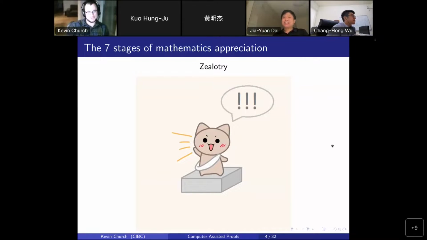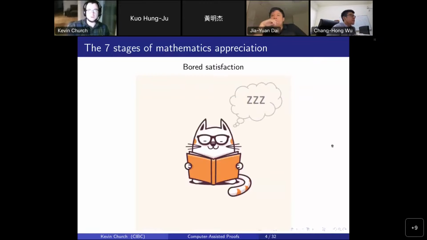So yes, we get into this very excited phase, which I call zealotry. And maybe if you do this for a few years, I don't entirely know, I'm not at this stage myself, but maybe you eventually get to the point of bored satisfaction, where you become complacent, and then we'll emphasize this a little bit later. But in my opinion, mathematics appreciation is a cycle. Eventually, somebody shows you something new again, and then it starts all over, and that's why this job can be interesting.